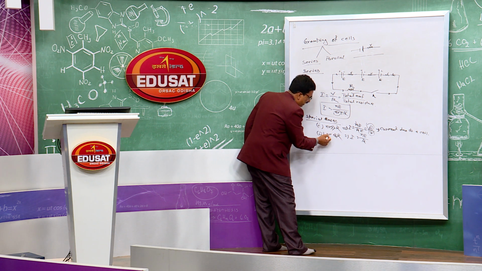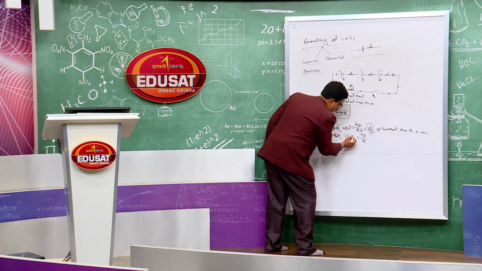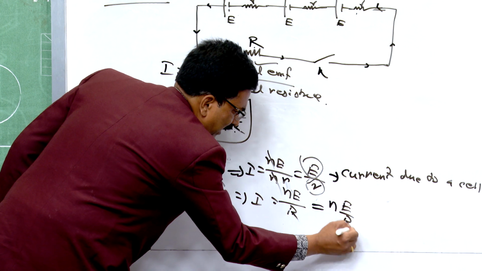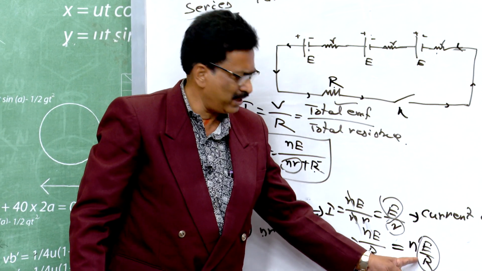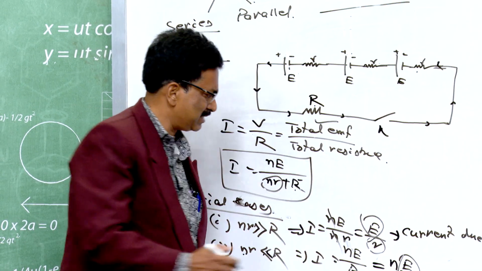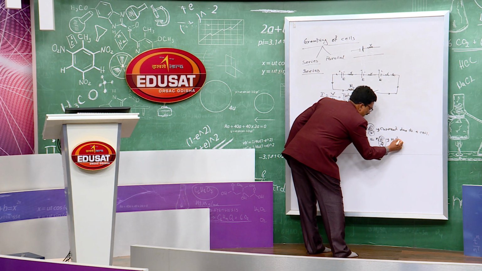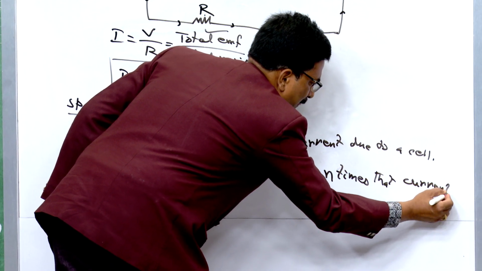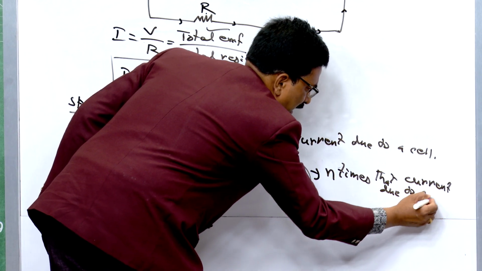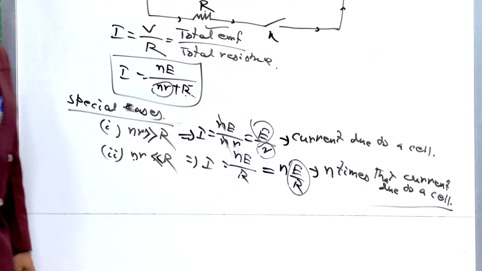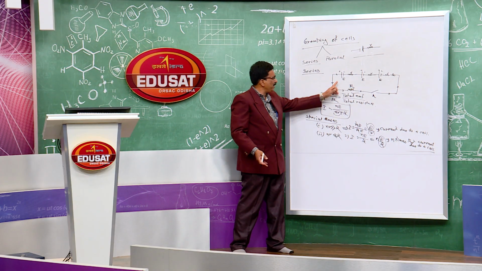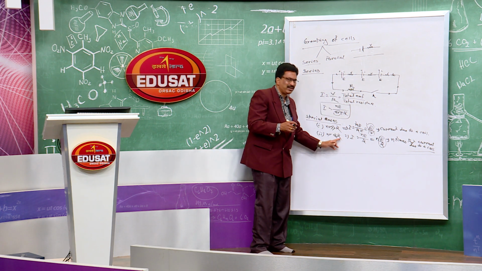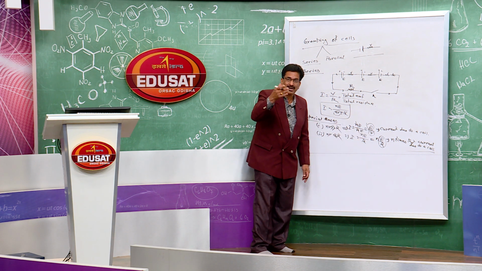So if R is much greater than nr, then we say that this current I is equal to nE by R, which is equal to n times E by R. n is the number, E is the EMF, R is the resistance. So that is equal to n times the current due to a cell. So if you have a grouping of resistors in series and they are taken in different ways, then the current will vary.